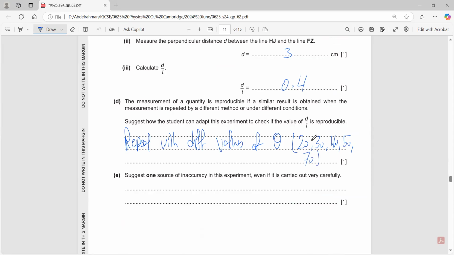Different values of theta. Now, one source of inaccuracy: one very common source of inaccuracy is the thickness of the lines.